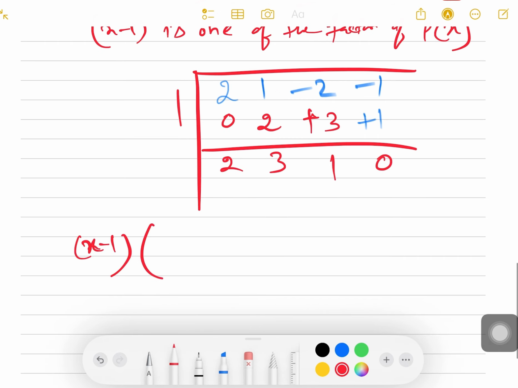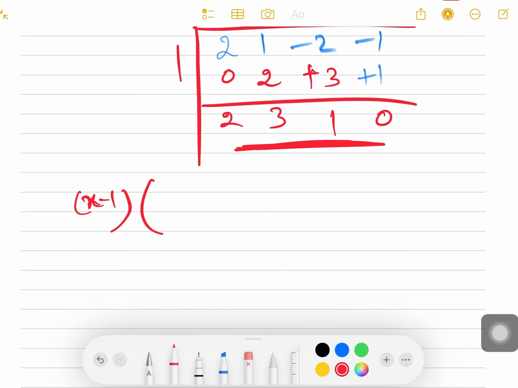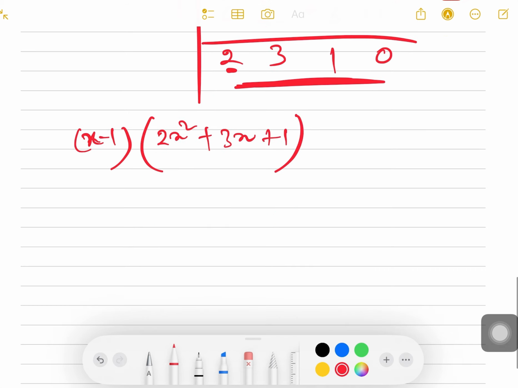Okay, so one of the factors is x minus 1, already we got. Other factor we will get from these coefficients. So the second factor will always be quadratic. Quadratic means the degree of x will be first x square, then x, then constant term. So taking this 2, I can write 2x square. Then taking this plus 3, I can write plus 3x, then plus 1. Okay, this is our second factor as a quadratic.